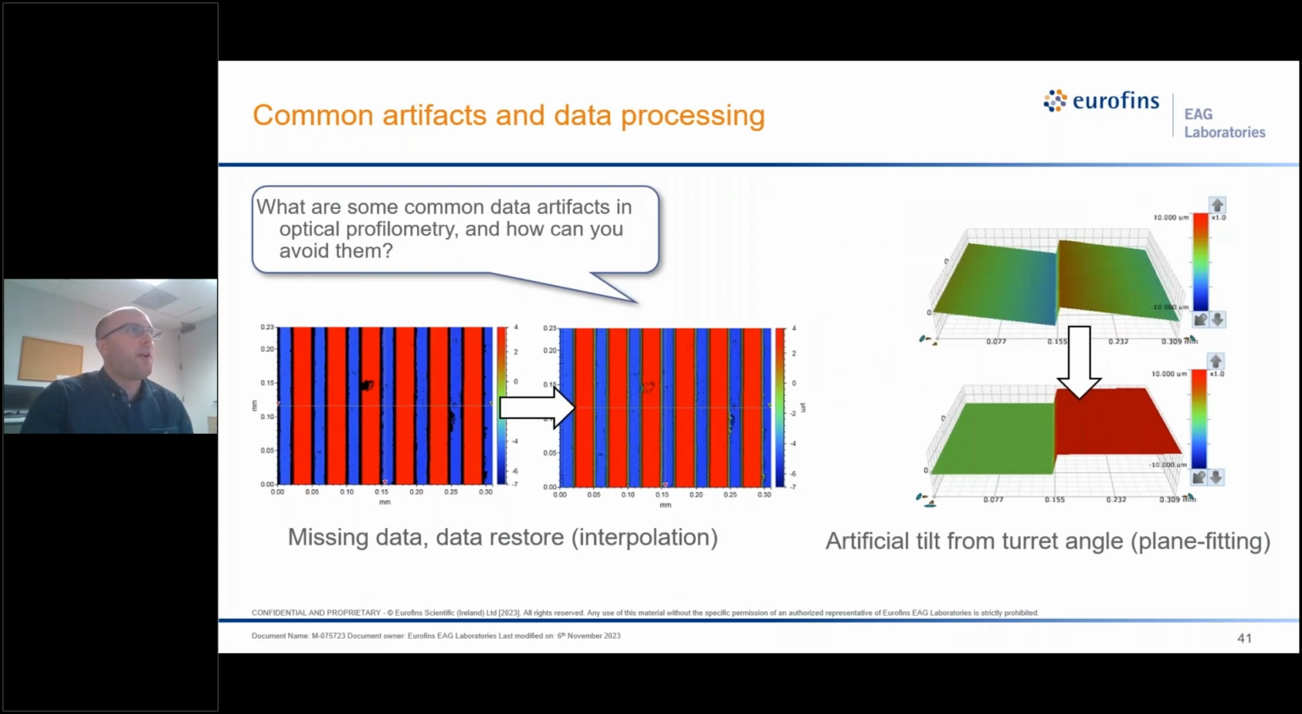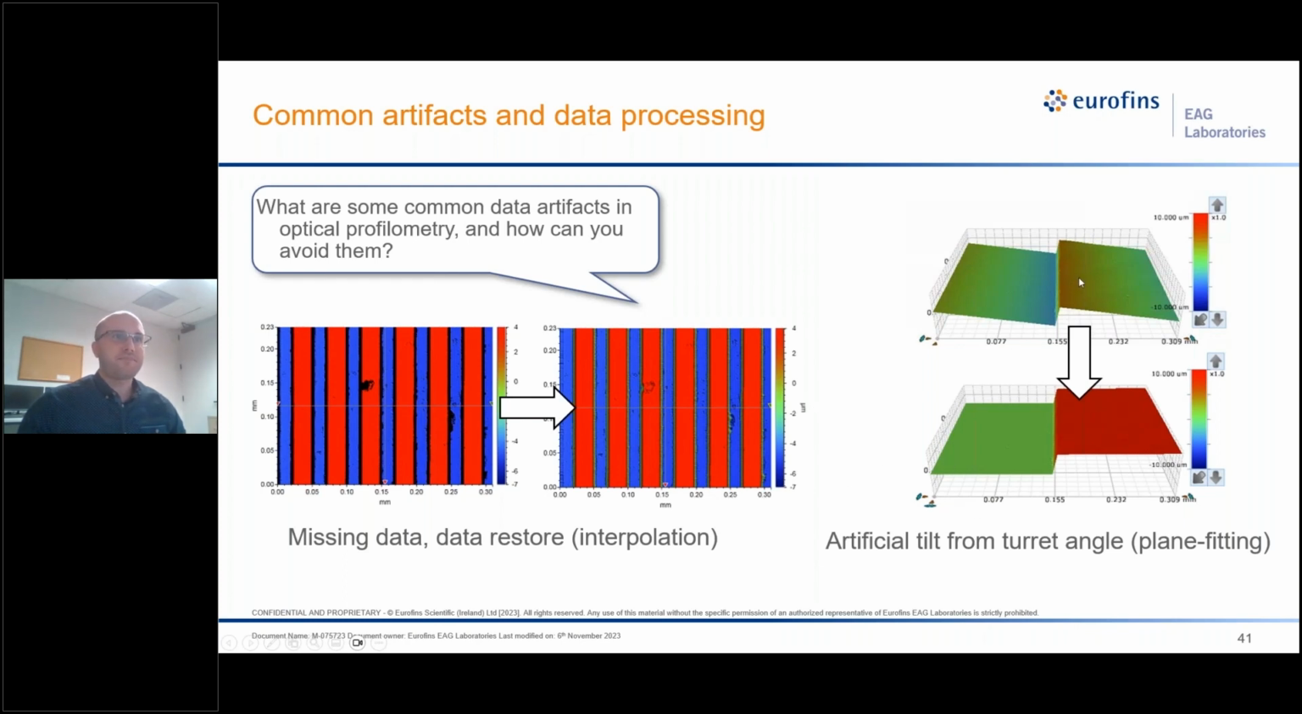We had another question about common artifacts and data processing, and so I threw the two most basic ones in here. And this would be missing data. So with optical profilometry, it has difficulty getting measurements or data from highly curved or lateral surfaces. So you can see here, this is just a standard sample we have to do our calibrations. And you see all these dead pixels on the left here at the edges of these bars. And so the software has data interpolation called data restore. And so that's one way to process that.